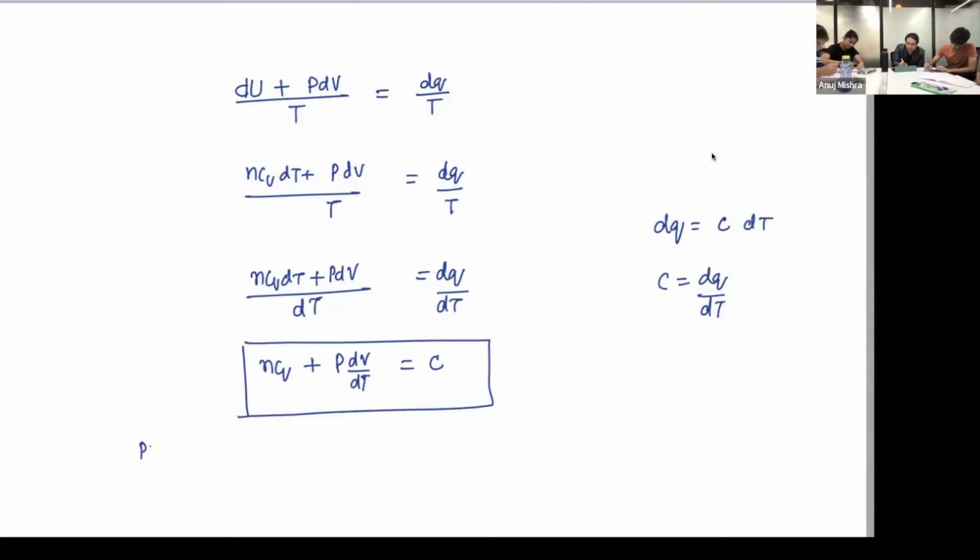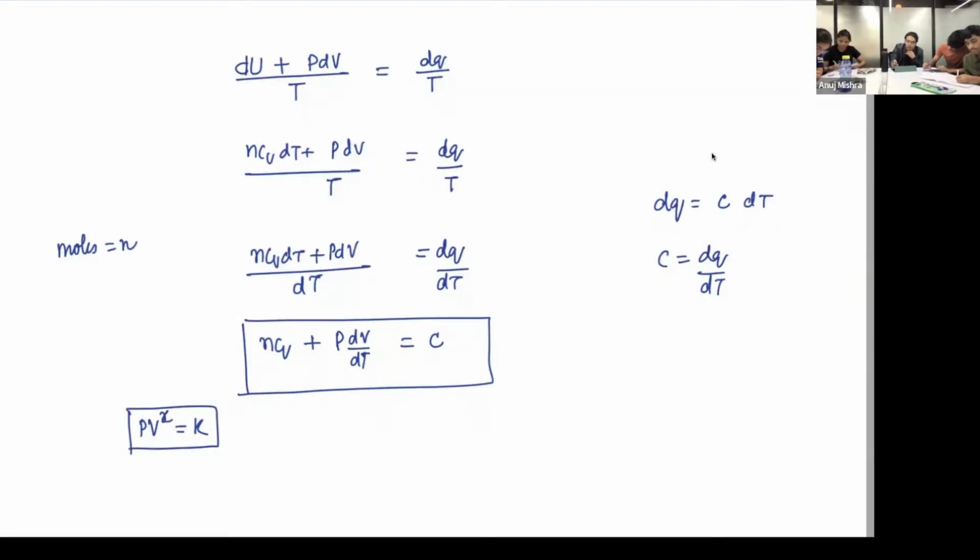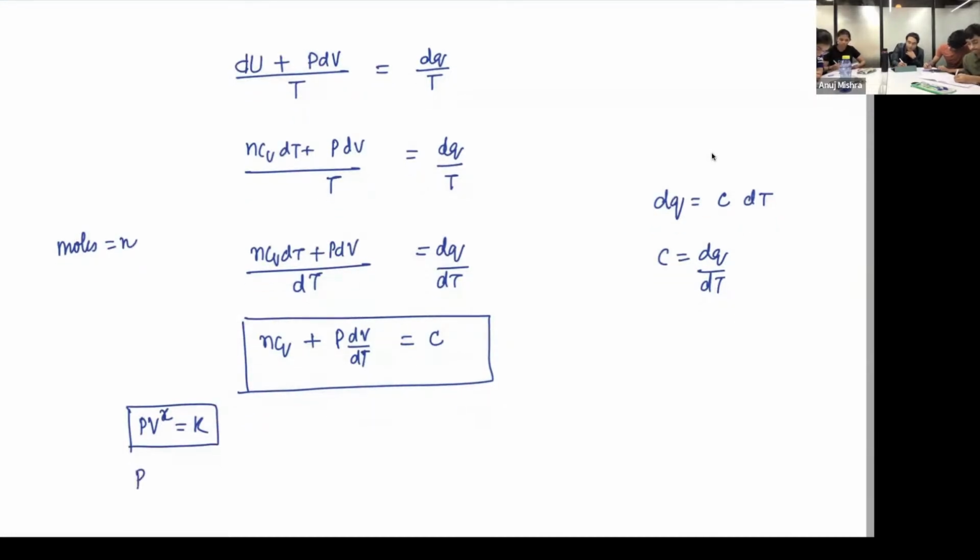Write down PV raised to power n is constant, or if your problem is with this, let's keep it as x. I used moles as n here, so I'll use x. Is that okay? I repeat, I'm using moles as n, and this is for the polytropic case. PV^x is constant. So differentiate this whole thing with temperature: P x V^(x-1) dV over dT plus V^x dP over dT is 0.